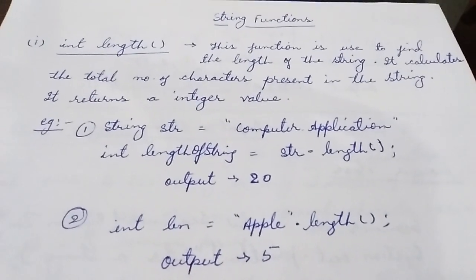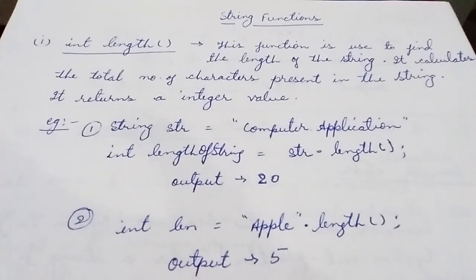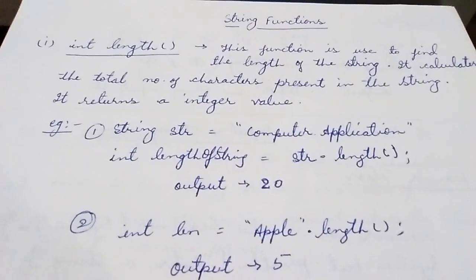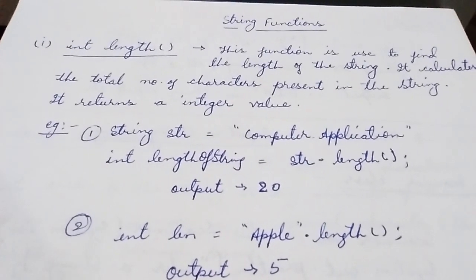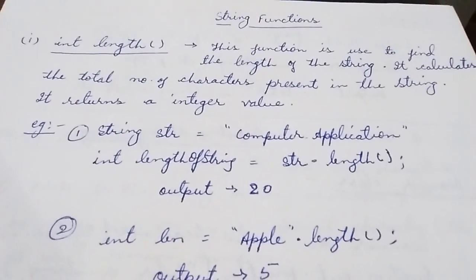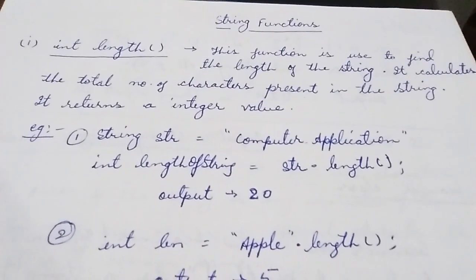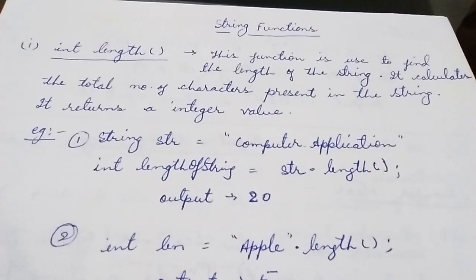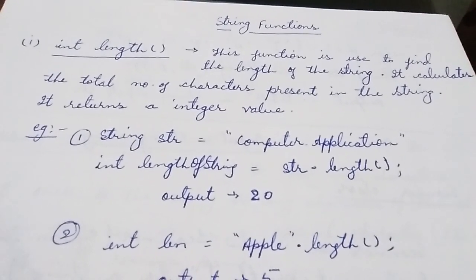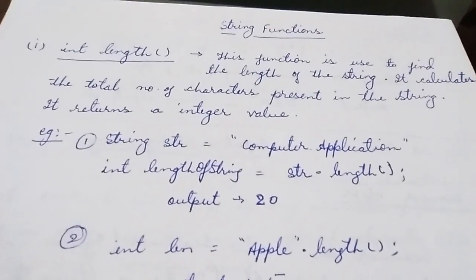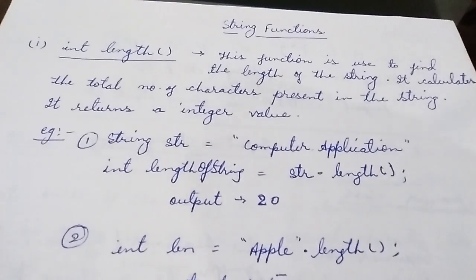String functions in Java. There are a total of 21 functions in string. I have divided this video into two parts. In part 1, we will see some of the string functions which are commonly used in almost all the programs regarding string functioning. The first function that we are going to see is int length.